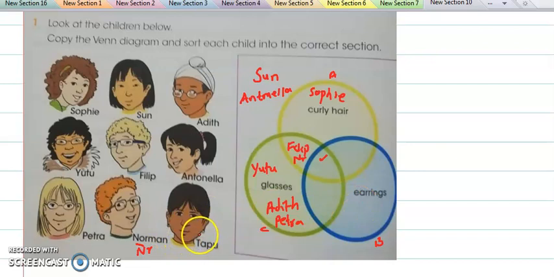She's wearing earrings, you can see here. So I will write her name over here in this category. She is wearing earrings only, not wearing glasses, not having curly hair. So Tapu's name will be here. So this is how we sort all 9 students into these 3 sections of overlapping circles.